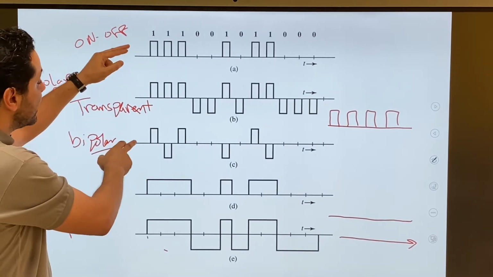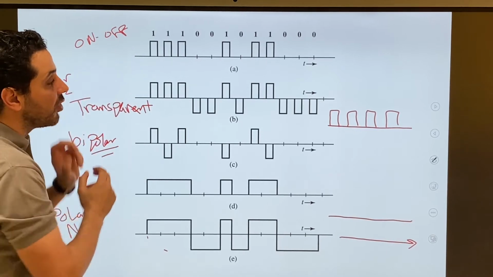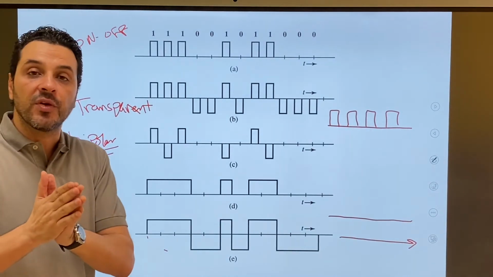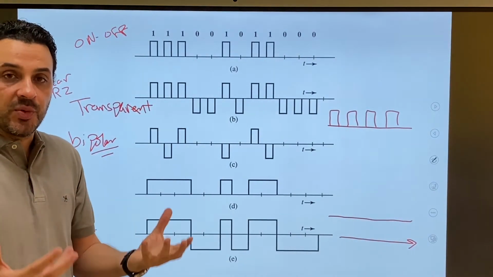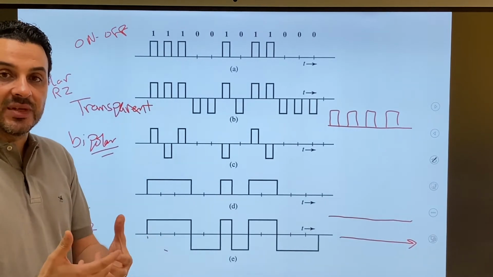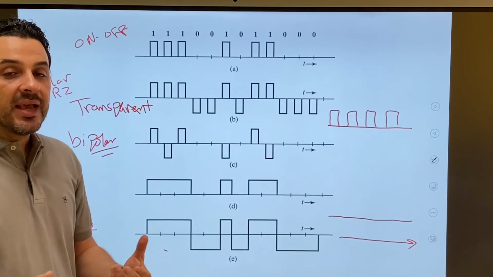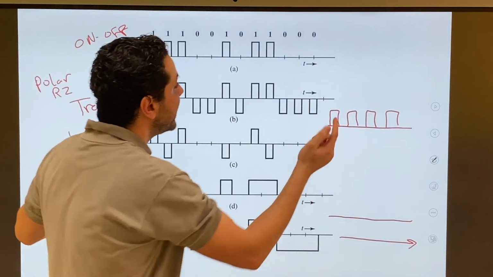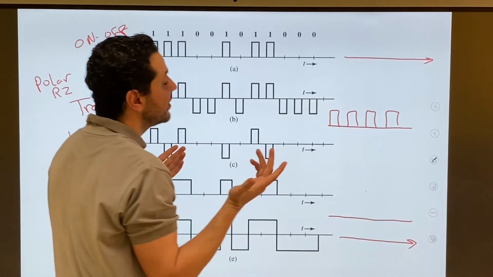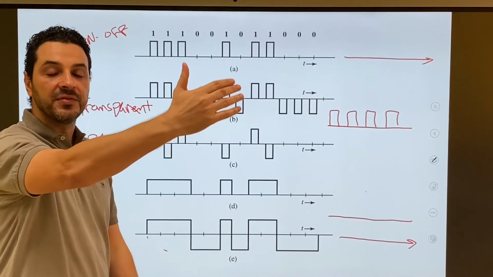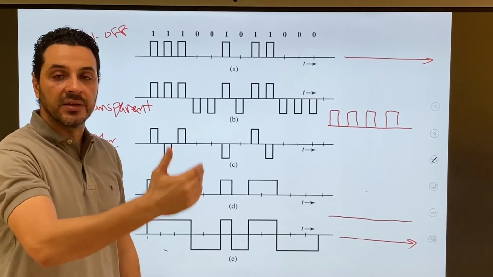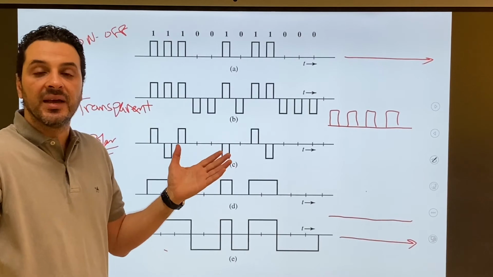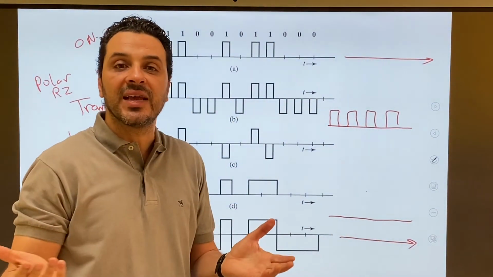However, although we can extract timing information from the on-off and the bipolar when we have a good mixture between ones and zeros, if you get a long sequence of zeros, basically you are getting zero, right? If you get a long sequence of zeros, like 10, 15 zeros consecutively, you will get 0 volts. And this 0 volt is like a DC level from which you cannot extract any timing information.